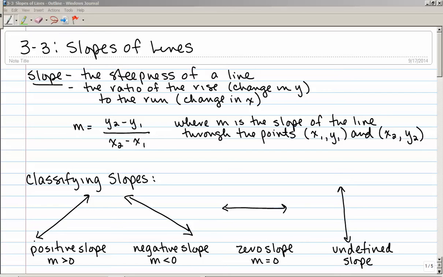To classify slopes, if the line looks like it's going uphill as you read from left to right, it has a positive slope. If the line is going downhill as you read from left to right, it has a negative slope. A horizontal line has a slope of 0, m equals 0, and a vertical line has an undefined slope. There's not a number attached to it. I discourage you from using the term "no slope." You may have learned that in a previous class, but to me, I don't quite understand what that means. It's either 0, or it is undefined, or it's a number.